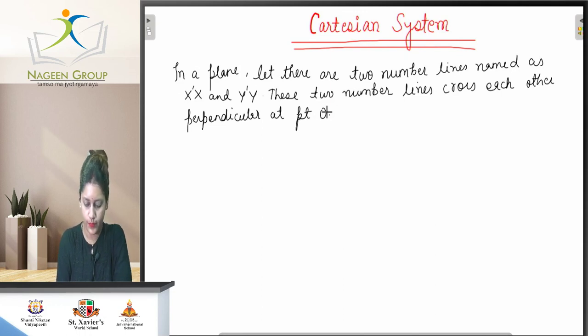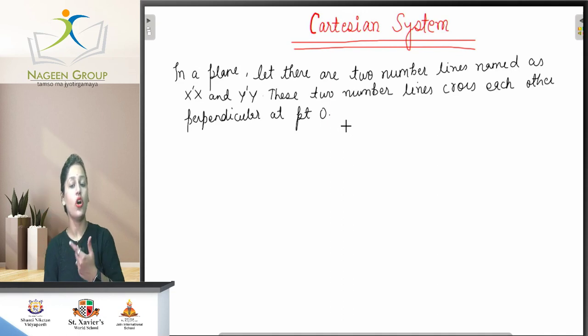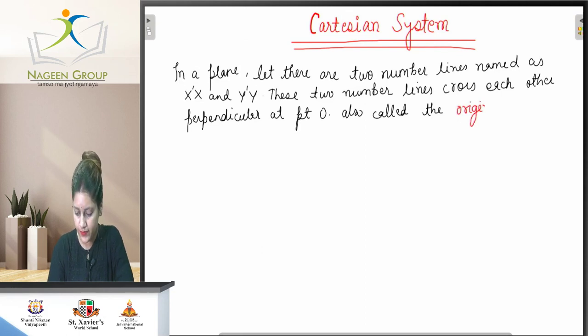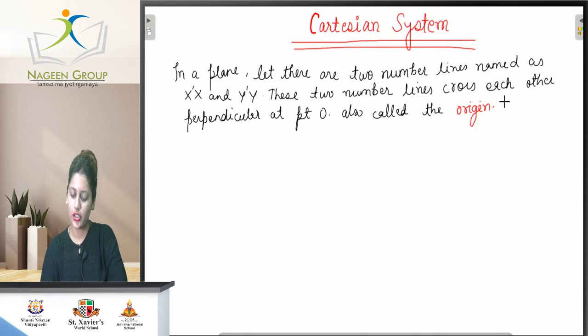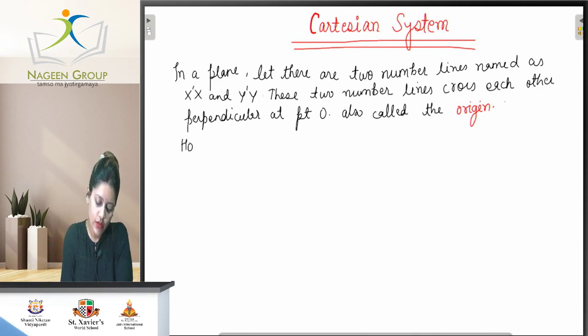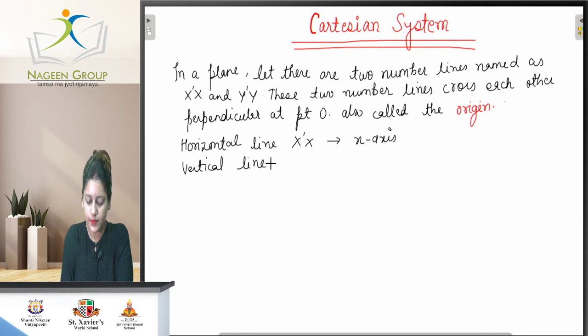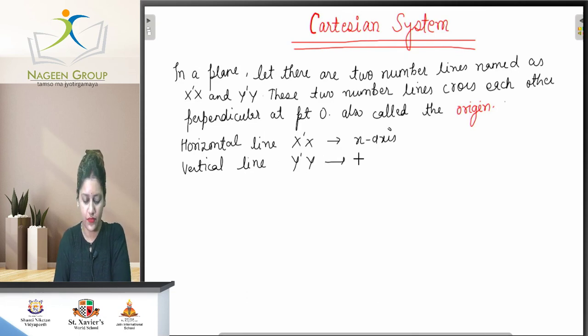perpendicular at point O, and O is called the origin. The horizontal line, that is x dash and x, is called the x axis, while the vertical line, y dash and y, is the y axis.